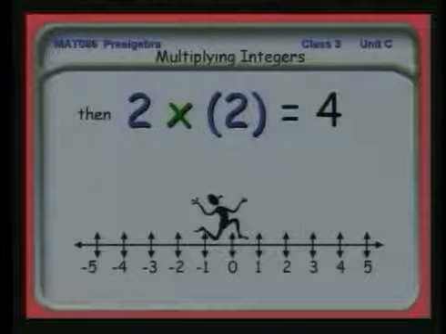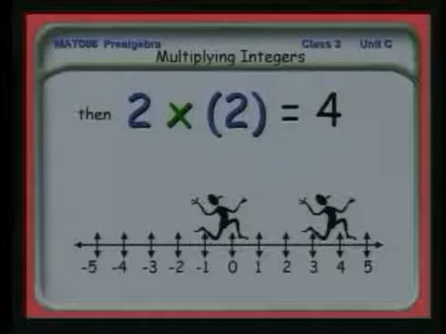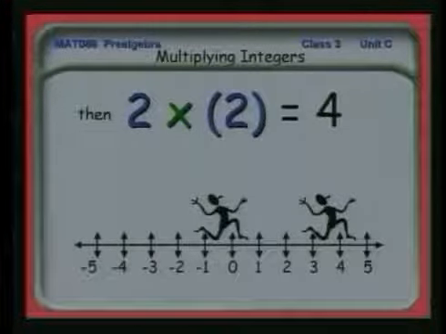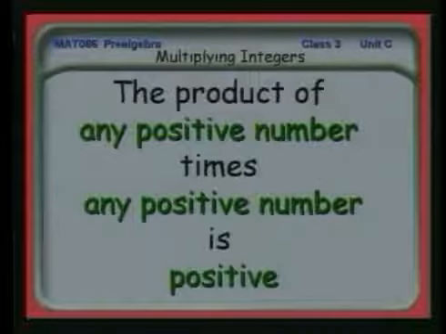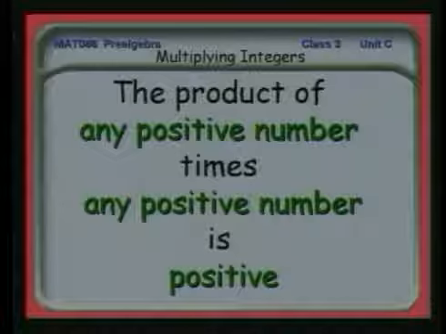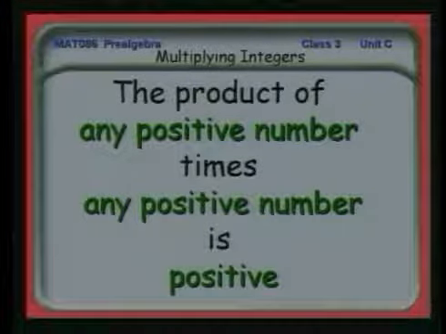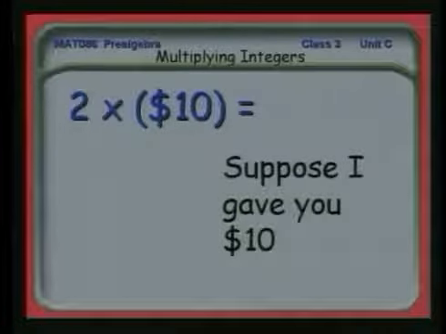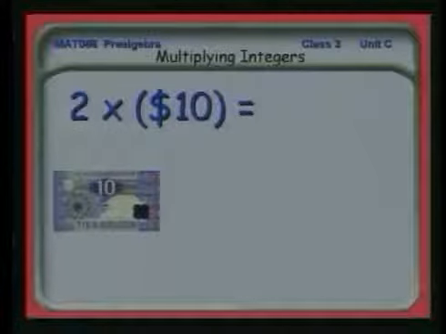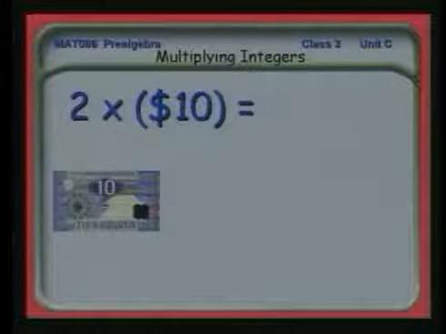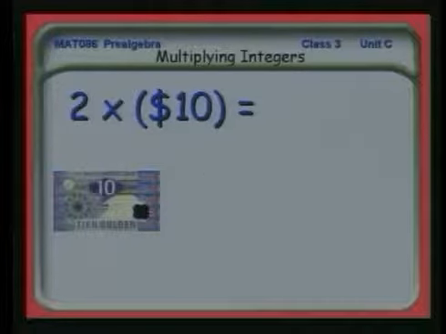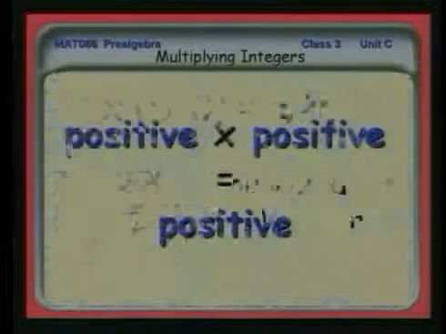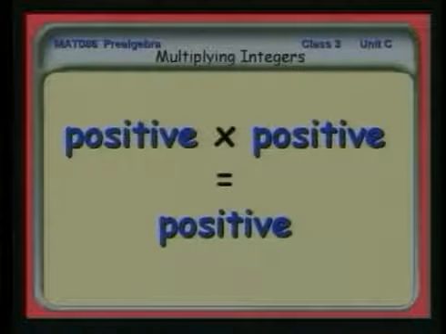So I have twice 2, and remembering that multiplication is successive addition, 2 times 2 equals 4. So of course you all know that the product of any positive number times any positive number is positive. Let's look, for example, here. If I have 2 times 10, suppose I gave you $10, or 10 guilders in this case, you would have 10. If I gave you another 10, you would be $20 richer and have 20. So positive times positive is positive.